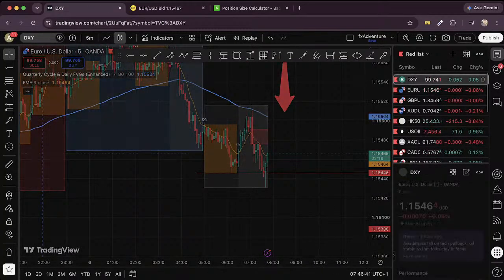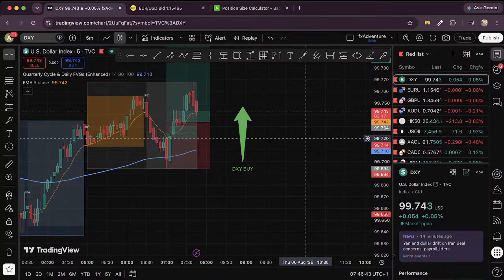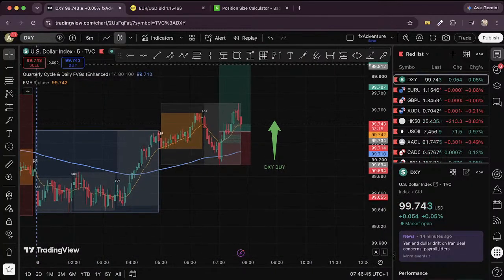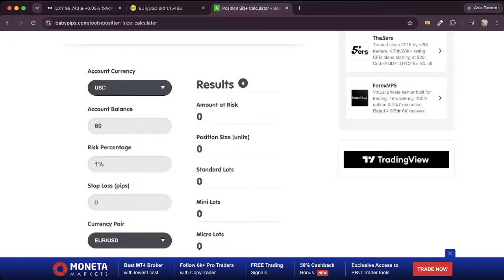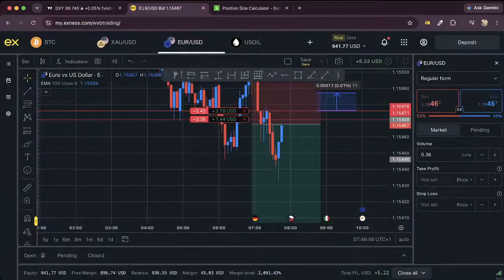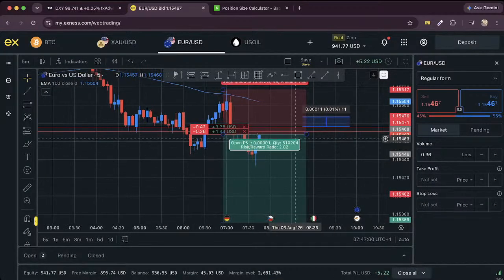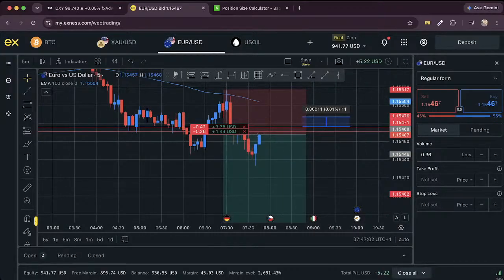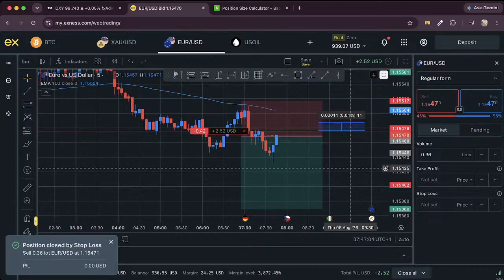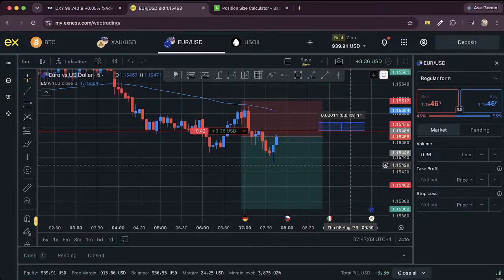Any other question? So I've given you this, I've told you how to do it. If you're using the position size calculator, say $60 is your account balance and I want to risk 1%. Then you need the distance of your stop loss in pips.